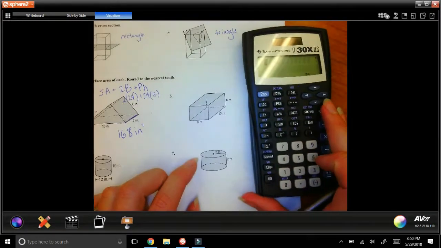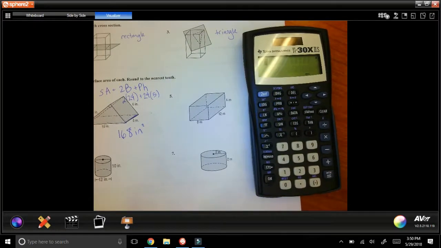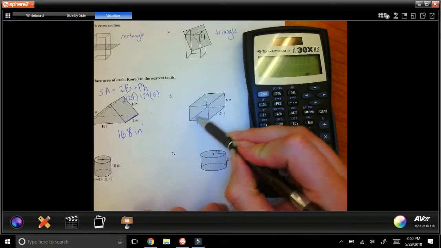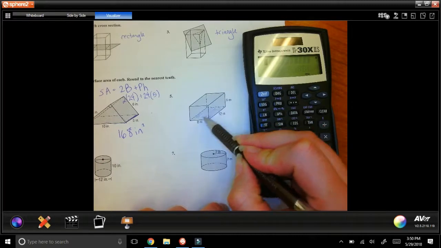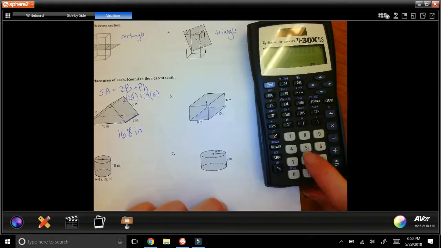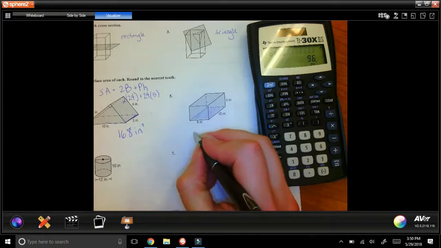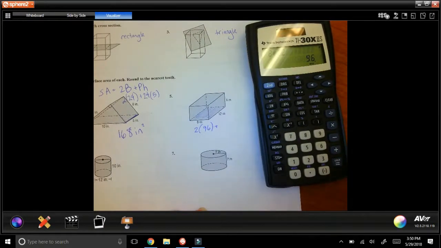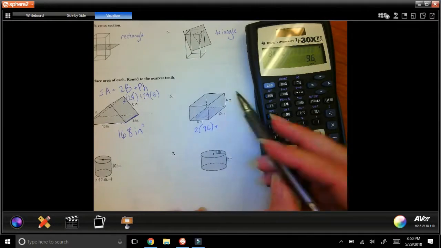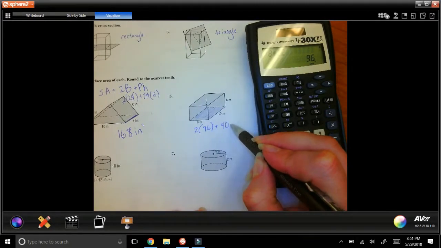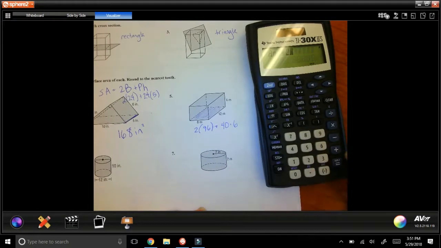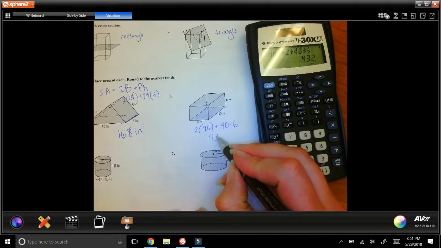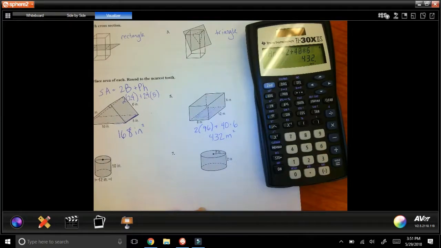For number 5, you have some leeway with how you want to do this prism. Same formula as before. I would probably say the base is this rectangle on the bottom, but you could choose a different base. So the area of the base is 96, 2 times 96, plus perimeter of the base, these add up to be 20, so the perimeter of the base is 40, times the height of the prism. So I'm just going to multiply that together quick. 432, and this is square meters.